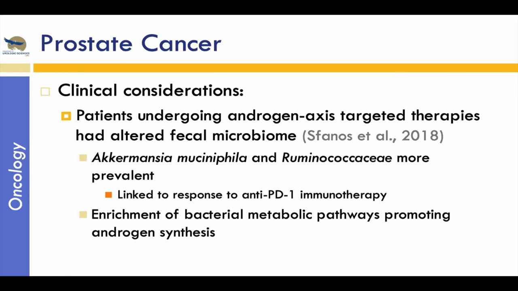And in terms of clinical considerations, one group looked at patients undergoing androgen axis targeted therapies and how this affected their fecal microbiome. So they looked at patients with localized disease, biochemical recurrent disease, and metastatic disease, and their androgen targeted therapies included bicalutamide, enzalutamide, and abiraterone. And they found that the GI microbiota changed after duration of the androgen targeted therapies.